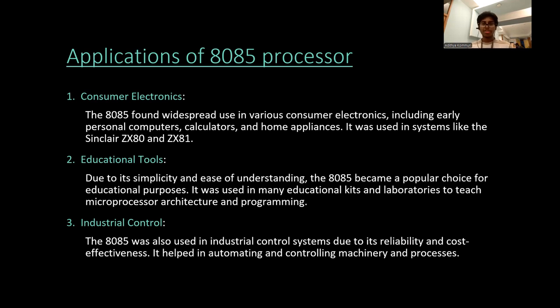Even now we are using some parts of the 8085 processor in traffic signals, some parts of mobile phones, etc. In industrial controls, the 8085 processor was also used in industrial control systems due to its reliability and cost effectiveness. It also helped us in automating and controlling machinery and processes.